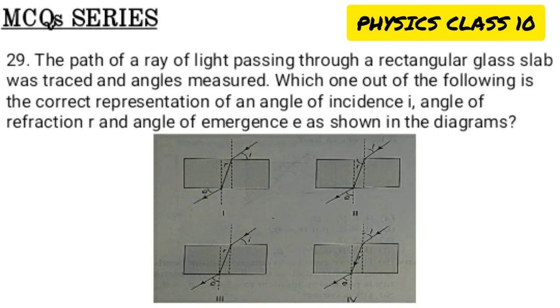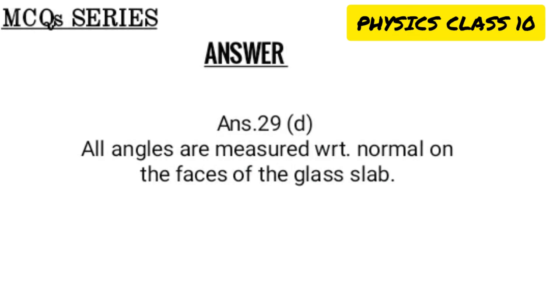Now question 29. The path of a ray of light passing through a rectangular glass slab was traced, and angles measured. Which one of the following is the correct representation of the angle of incidence i, angle of reflection r, and the angle of emergence e as shown in the diagram? See the diagrams. And for this, option D is correct.